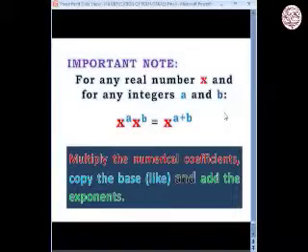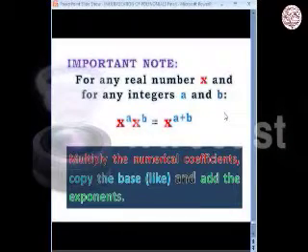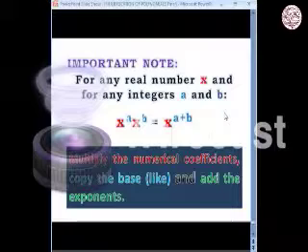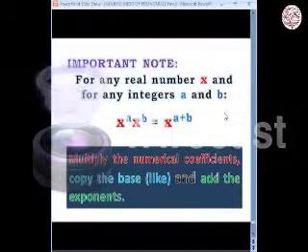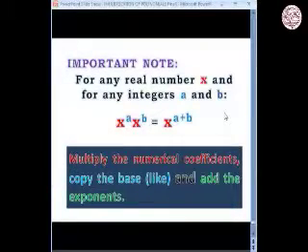Okay, I'd like to give an important note again to keep you reminded of the things about multiplying polynomials. For any real number x and for any integers a and b, x raised to a times x raised to b is equal to x raised to the power of a plus b. Just multiply the numerical coefficients, copy the base, which are actually the same for the same variables, and then add the exponents.